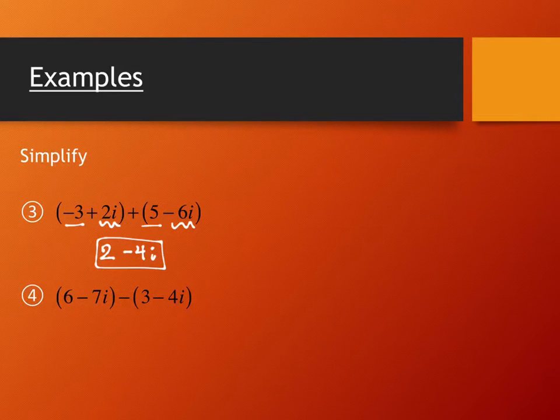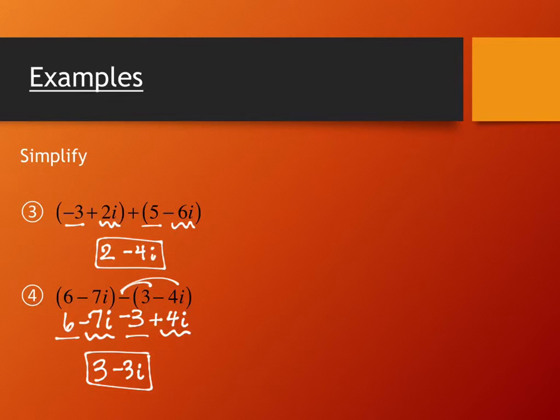I do need to be careful, as always with subtraction, that I make sure to distribute the negative. So if you can do it without actually writing it down, more power to you. I always write mine down because I tend to lose negatives. I have that same 6 minus 7i at the beginning. So again, combining like terms. 6 and negative 3 gives me 3. Negative 7i and positive 4i gives me negative 3i. Just like with polynomials.